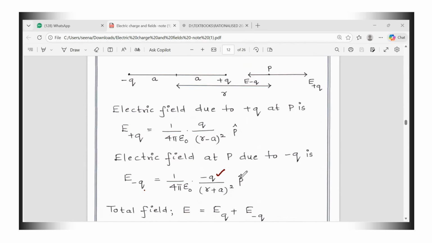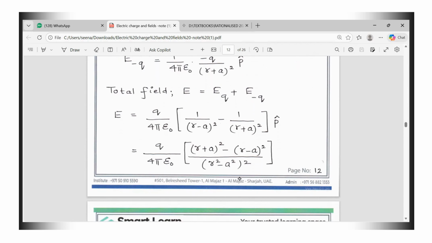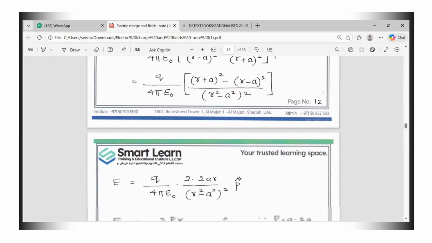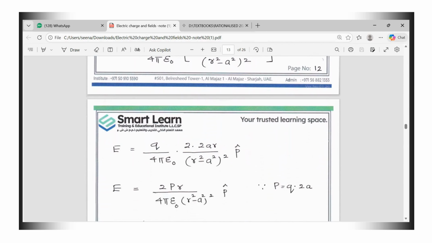So we will get the total field. Total field is equal to E due to plus q plus E due to minus q. Take the LCM: r square minus a square the whole square. Cross multiply: r plus a the whole square minus r minus a the whole square. Expanding, r square and a square will go, and you will get only 4ar. Now we all know that q into 2a is p, so p into 2 is already there. 2 into r, 2pr divided by this much we will get.